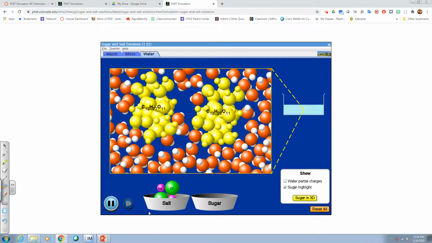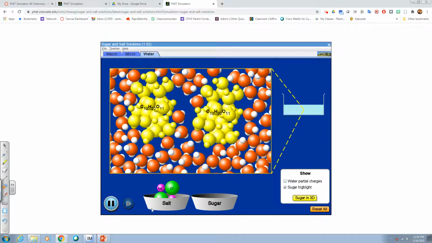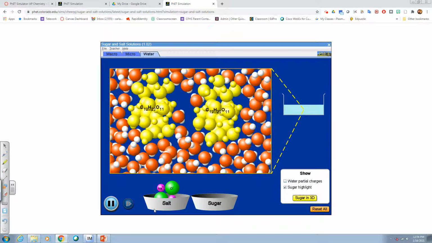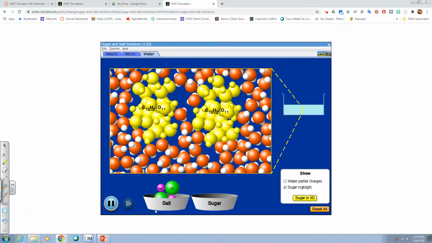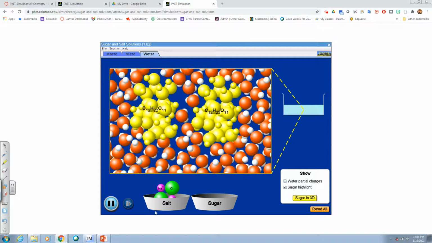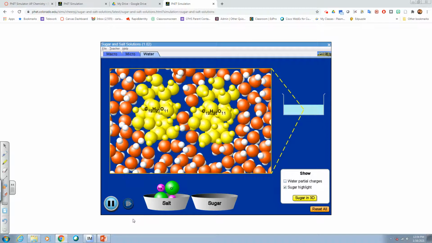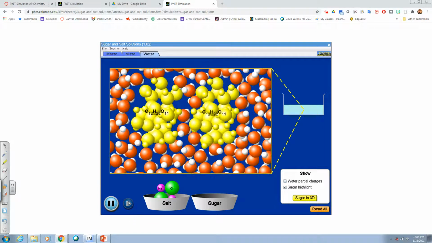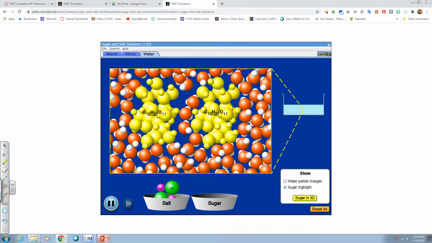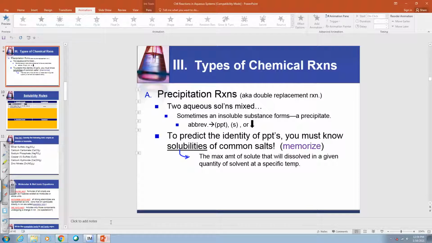So this would be a homogeneous mixture, but it will be a non-electrolyte because there are no mobile ions in solution. Nothing has ionized. So, in thinking about your solubility rules, we're going to write this down next. This is the notes you're going to take.